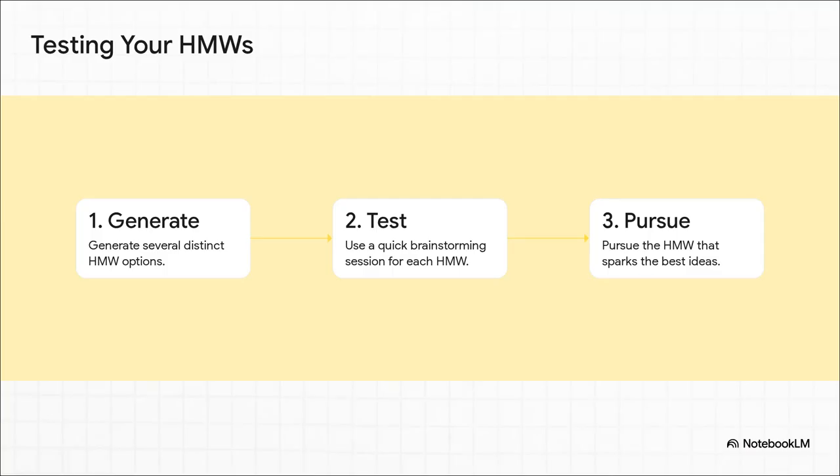You don't have to guess. You can actually prototype your questions. Just take each HMW and run a super short time-boxed brainstorming session on it, like 5 minutes per question. The right path is going to become obvious, I promise. You just pursue the HMW that generates the most energy, the most excitement, and, most importantly, the best ideas from your team.